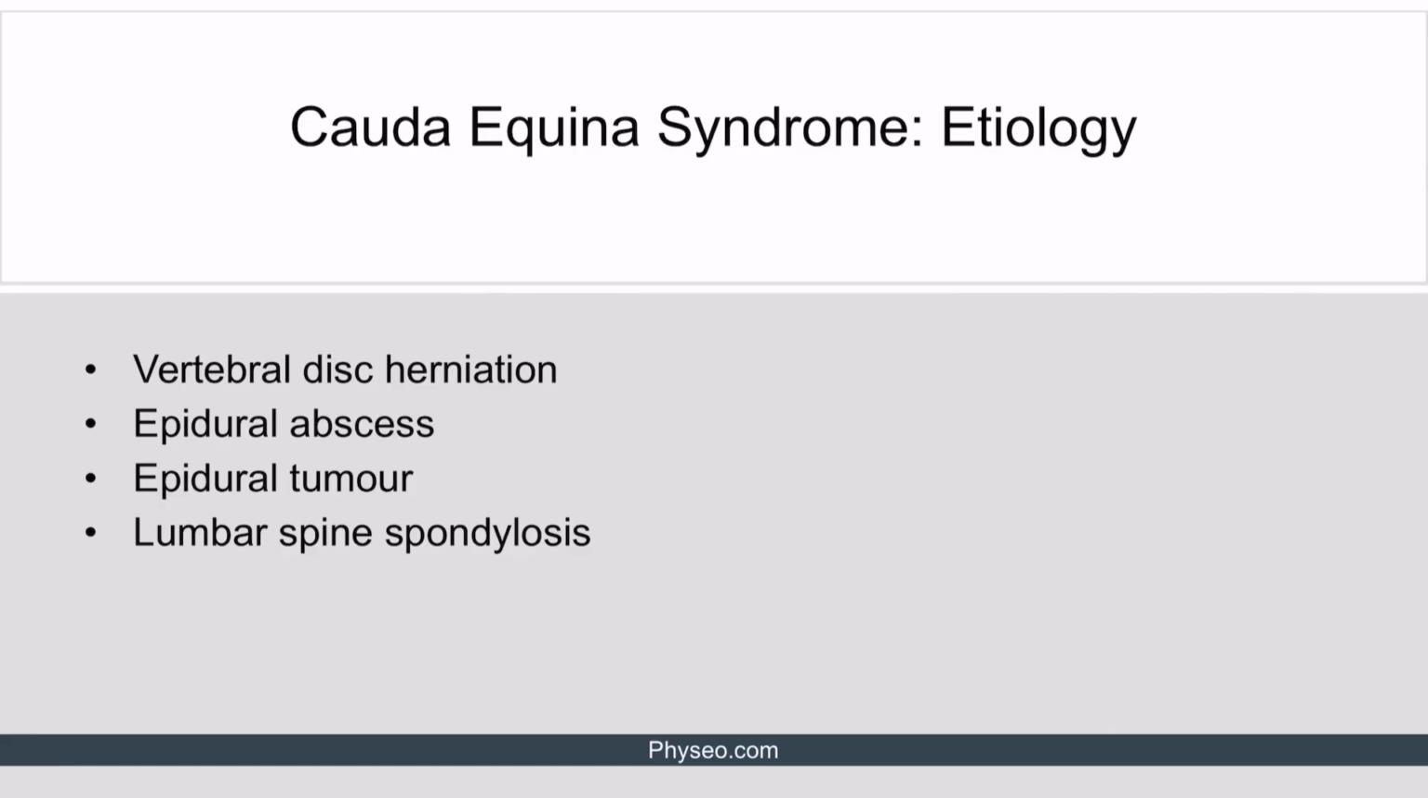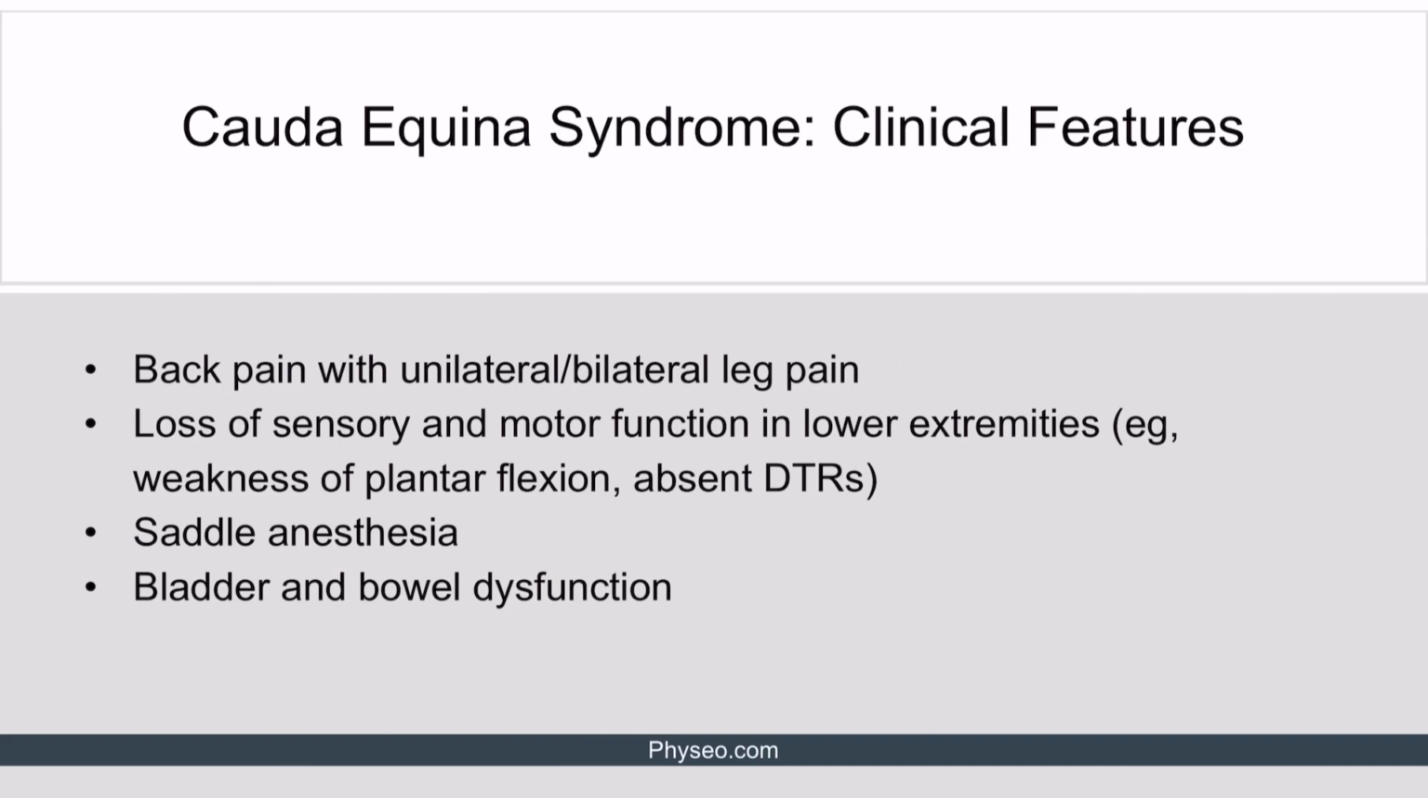Cauda Equina syndrome can occur due to several causes, most commonly including vertebral disc herniation, epidural abscess, epidural tumor, and lumbar spine spondylosis. Cauda Equina syndrome is an emergency presentation, so we should be aware of its clinical features. The patient presents with back pain that radiates to one or both legs. There is loss of sensory and motor function in lower extremities. For example, weakness of plantar flexion and absent deep tendon reflexes can be seen on physical exam.